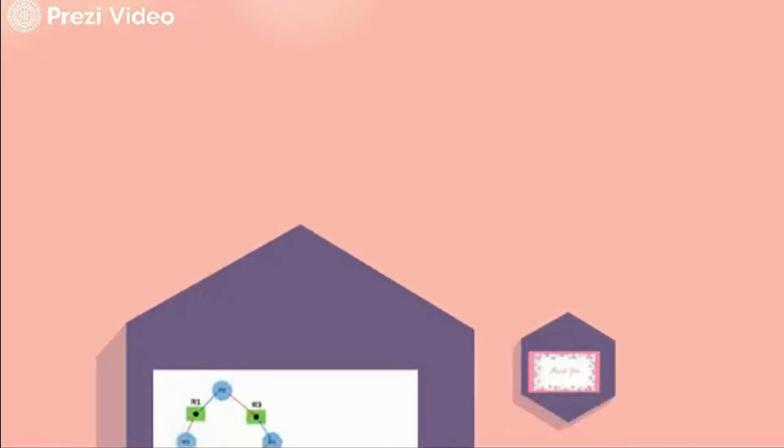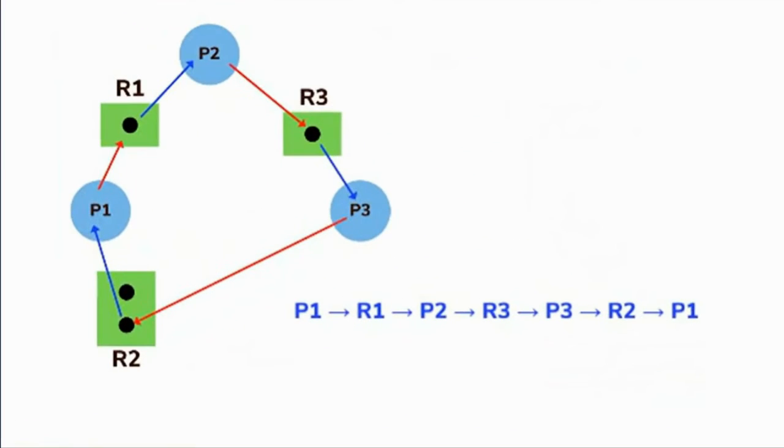So we can understand this with an example where we have resources R1, R3 and R2. R1 and R3 are single instance. The black dot here says that R1 is a resource which has a single instance. That means only one instance of that particular resource is available. And R2 is a resource which has two instances.